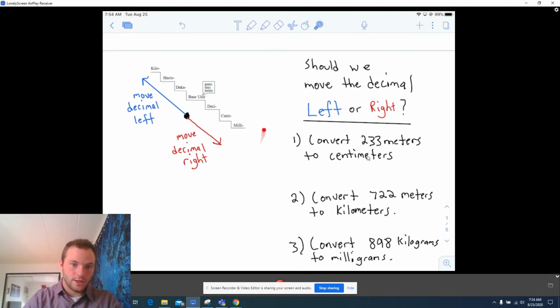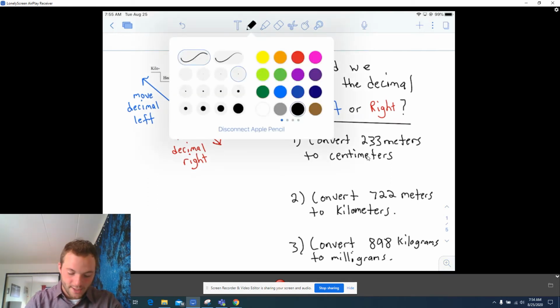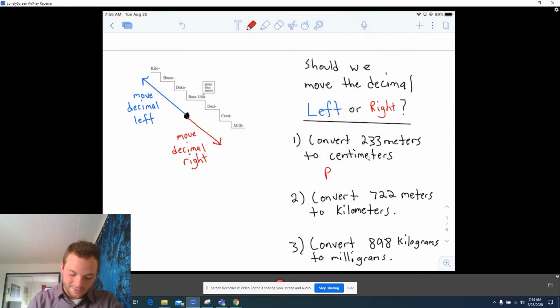Here we see our chart over here. What we're concerned about right now is we're not doing the full conversion. We're looking at, should we move the decimal left or right? And that corresponds with if we're moving up or if we're moving down based on our prefix. So right here, convert 233 meters, meters is our base unit, to centimeters. So that's going to go meters to centimeters. That's going to be moving down. So we know when we get to the full conversion, we're going to move the decimal right.